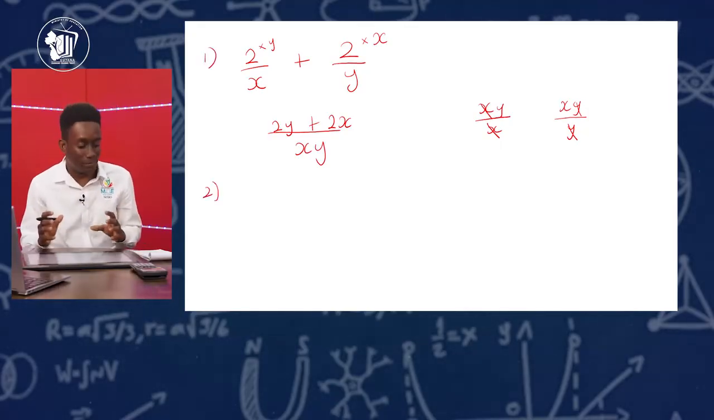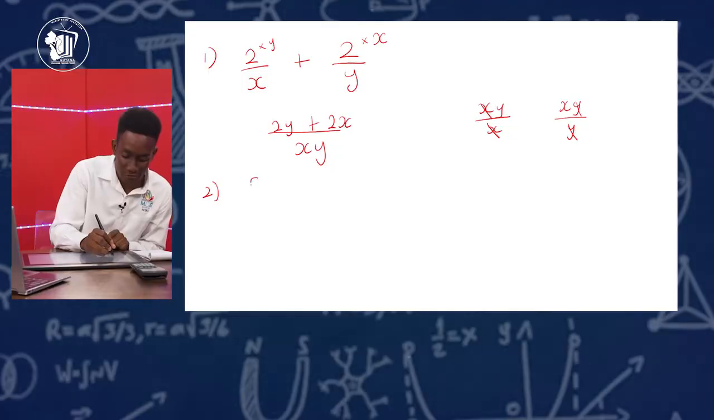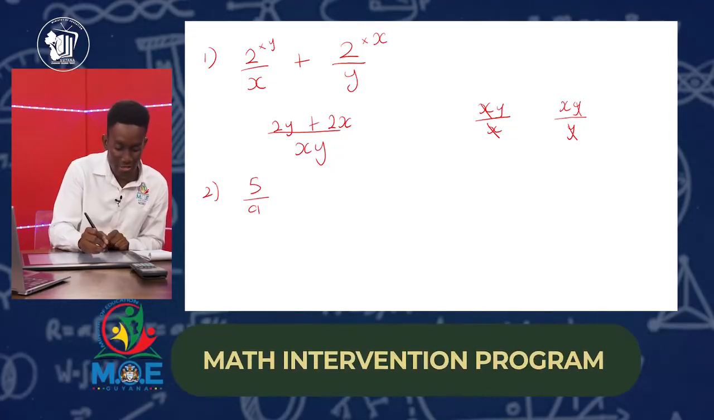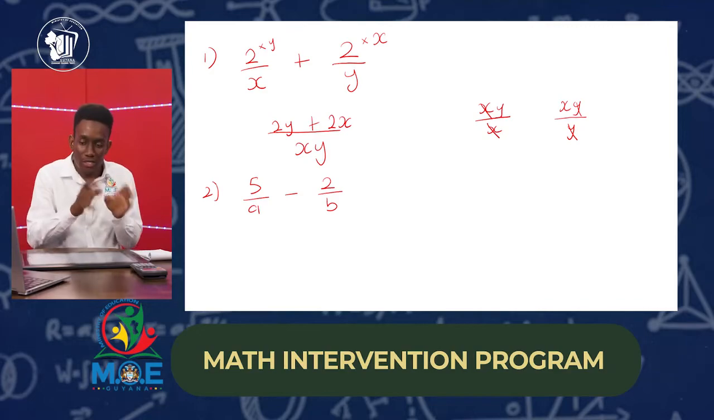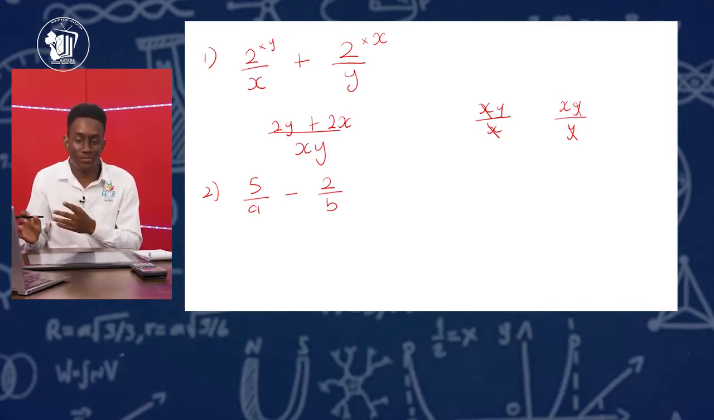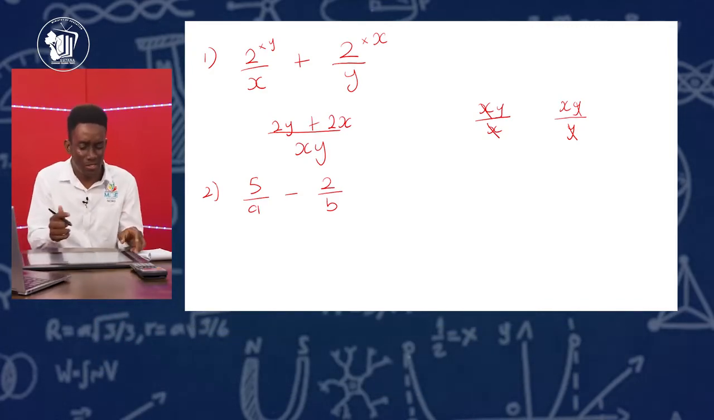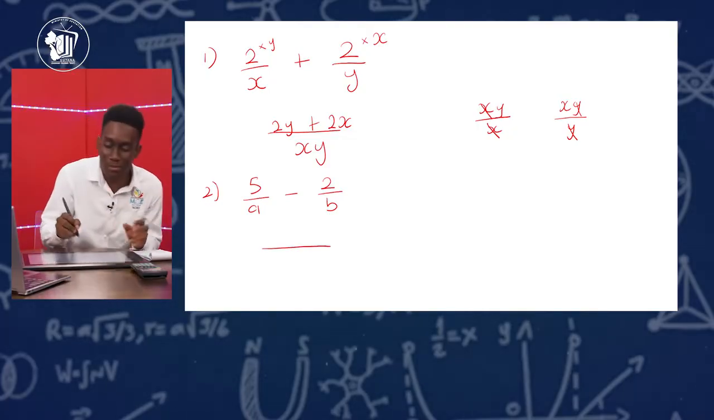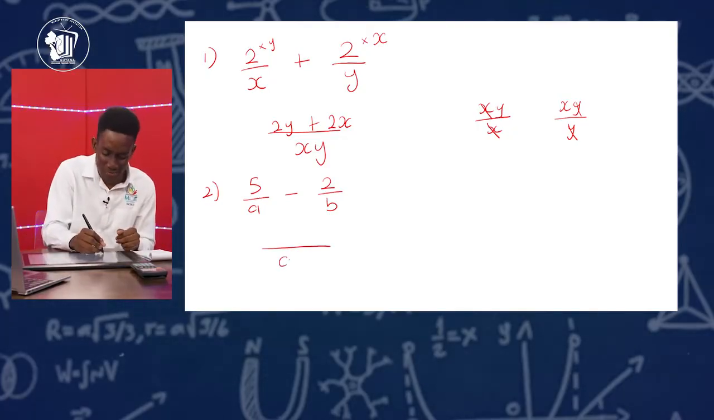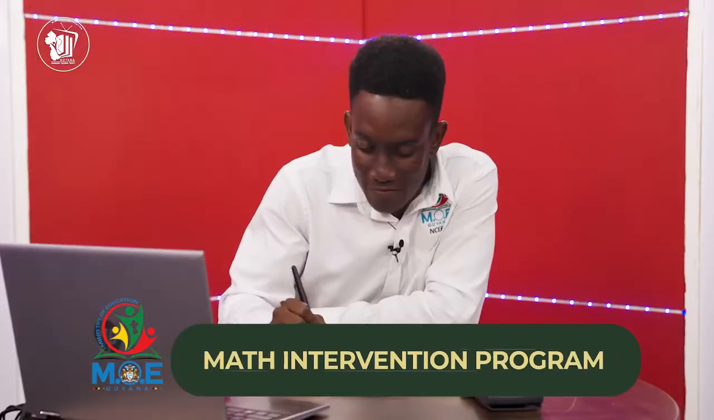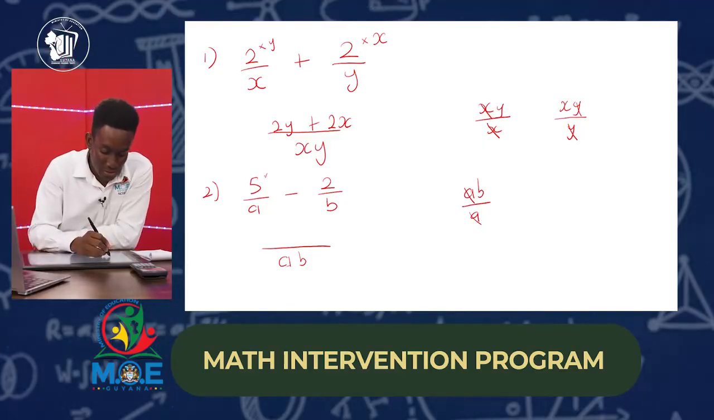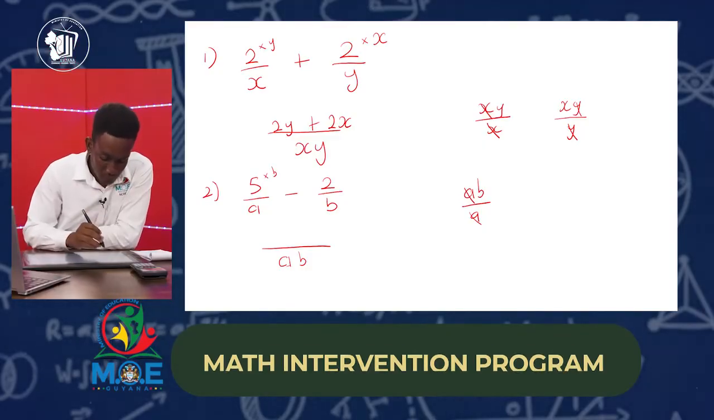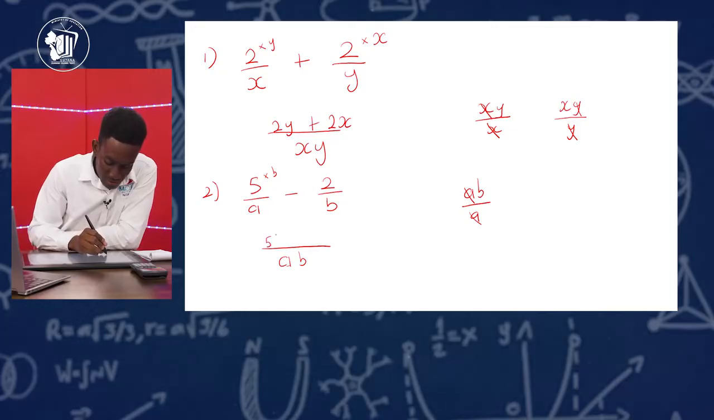Let's look at another example. Let's say we have 5 over a subtract 2 over b. So we see the denominator for one is a, the other denominator is b. So we have to find the LCM. They're not the same. So the LCM of a and b would simply be ab. Just multiply them. ab. ab divided by a. This a will cancel with that a. We're left with b. So we take that answer and we multiply it by the numerator. So 5 times b would be 5b.